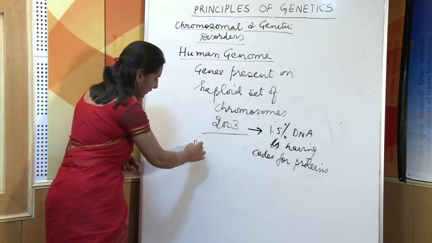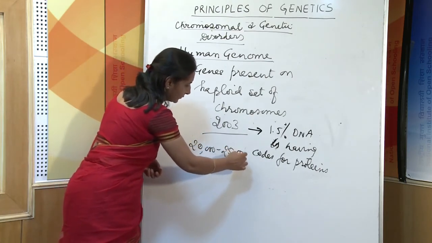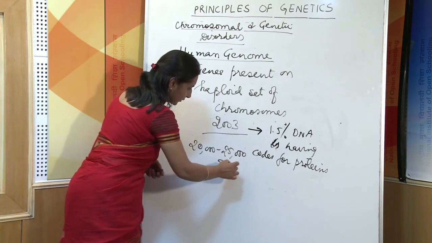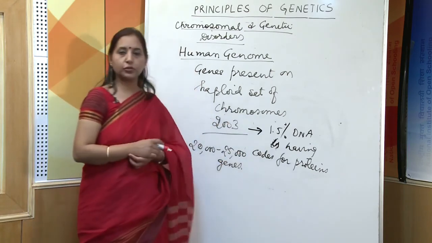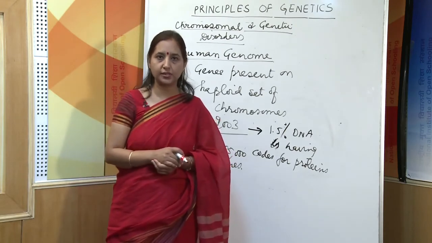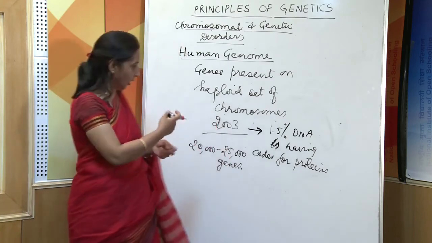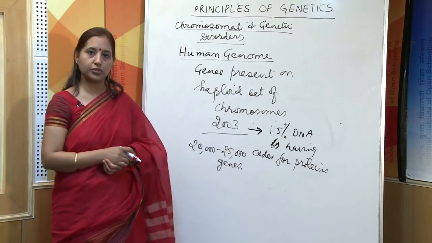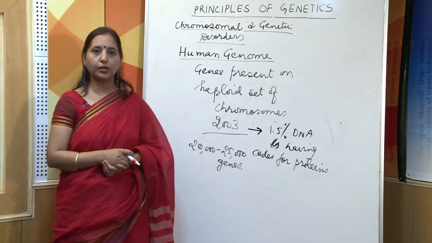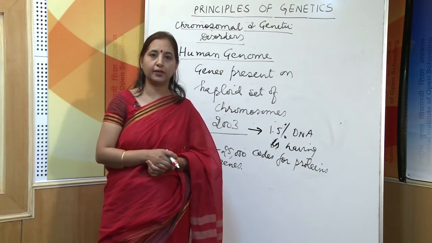The total number of genes has been identified as 20,000 to 25,000. Before the Human Genome Project got completed, it was thought that there are 80,000 genes in the human body, but after the project got completed, now we are sure that there are 25,000 genes, and the scientists are looking forward to solutions to all the problems which are caused by any defective gene.